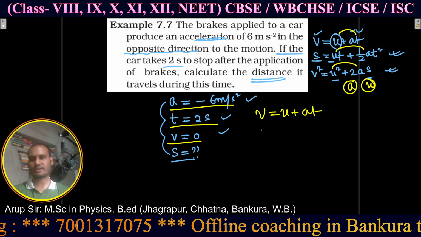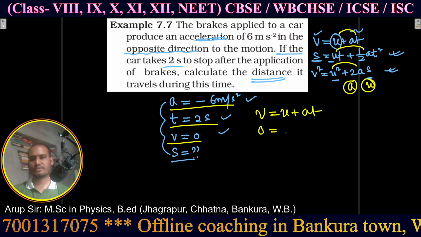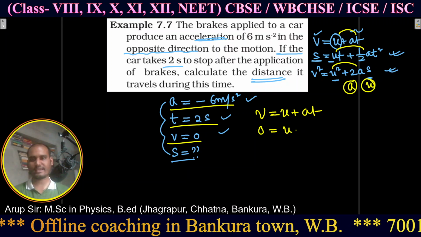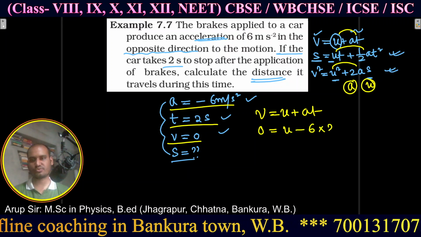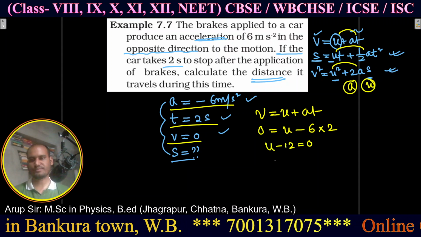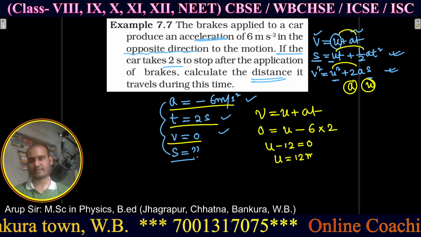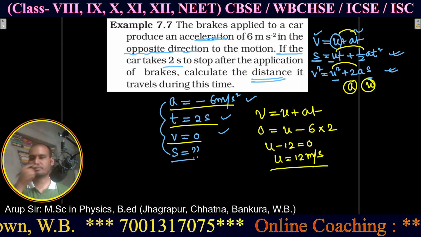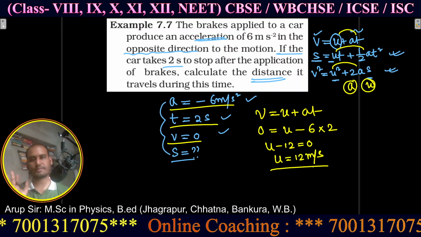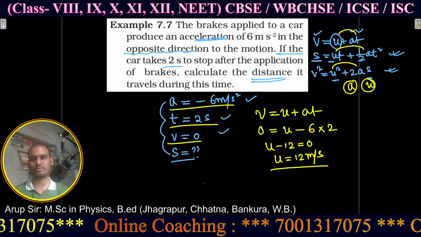Now V is 0. U we don't know. A is minus 6 and T is 2 seconds. So U minus 12 equals 0. U is 12 meter per second. So we actually found the value of U. Initial velocity is now known to us.